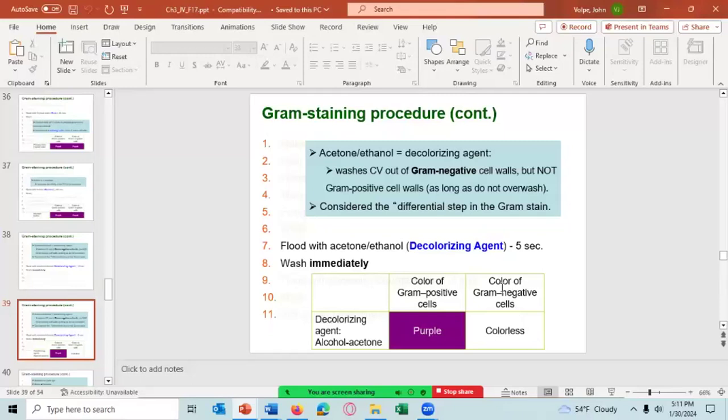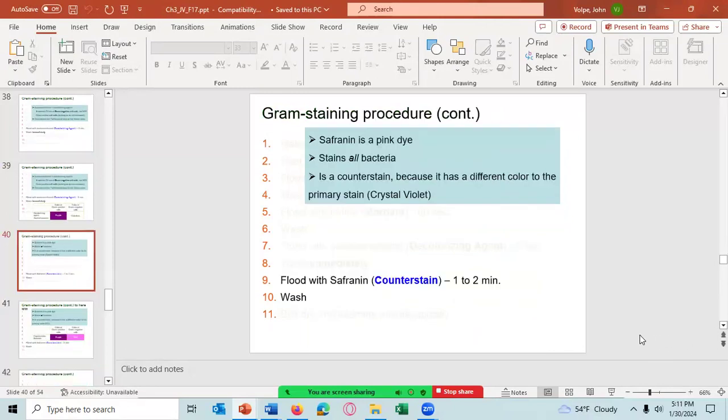So after applying the decolorizing agent, the gram-positive cells will be purple from the crystal violet iodine complex retained in their cell walls, and the gram-negative cell walls will be colorless as they lose the crystal violet iodine complex. Safranin is then applied. It's a pink dye. It does stain all the bacteria cells. It's called the counterstain because it has a different color than the primary stain.